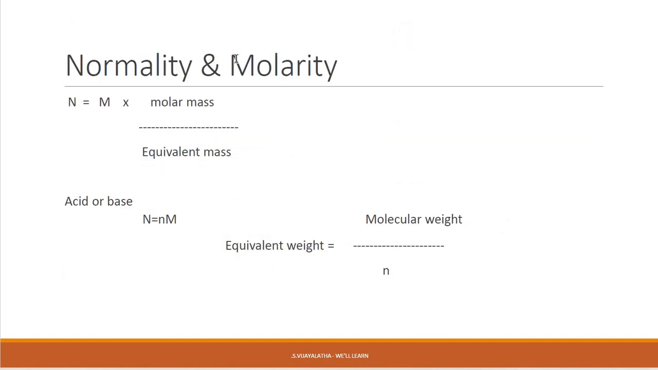When we look at the relationship between normality and molarity, we can use this formula. Normality will be equal to molarity times molar mass divided by equivalent mass. So, molecular weight divided by equivalent weight.